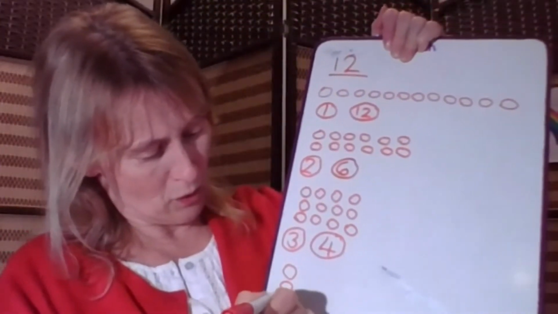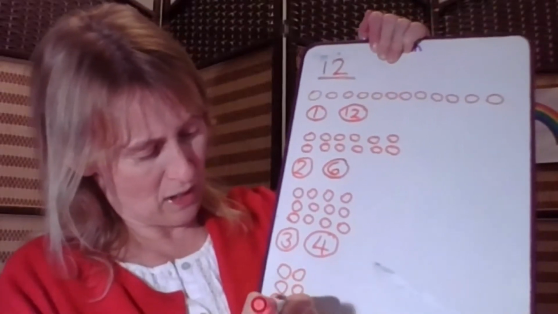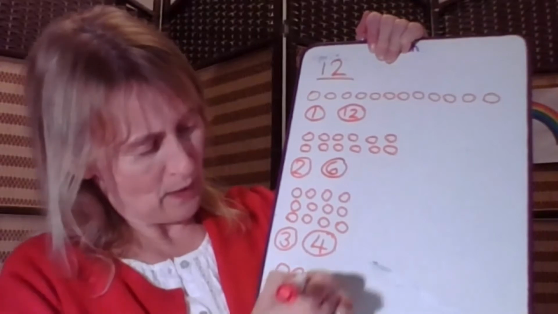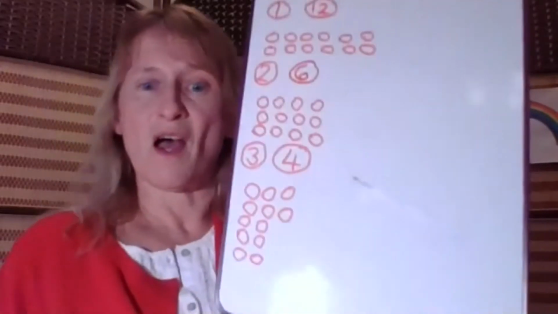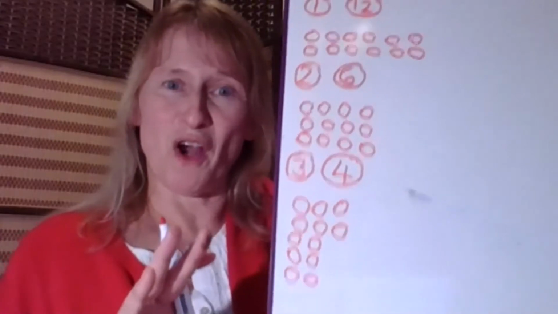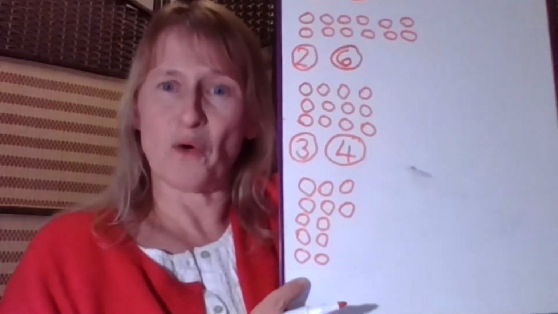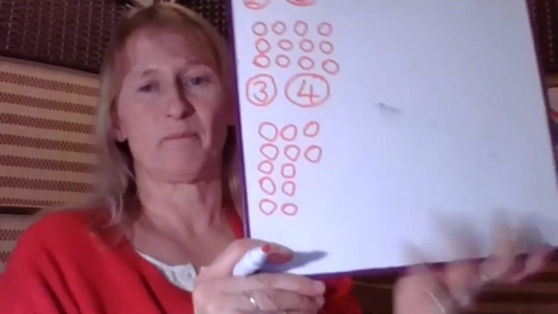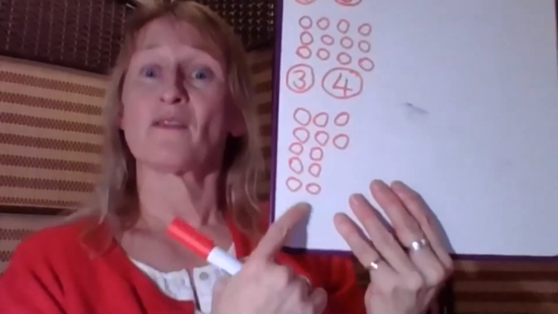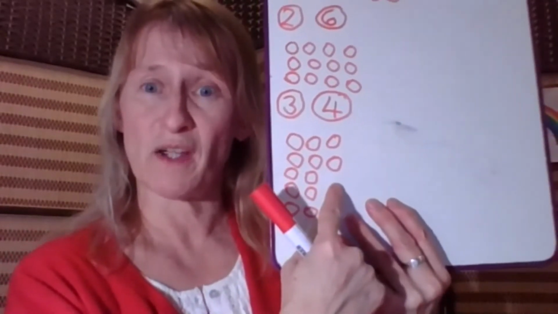1, 2, 3, 4, 5, 6, 7, 8, 9, 10, 11, 12. Oh, is 5 a factor of 12? Our rule is that we can divide 12 by 5 with none left over.